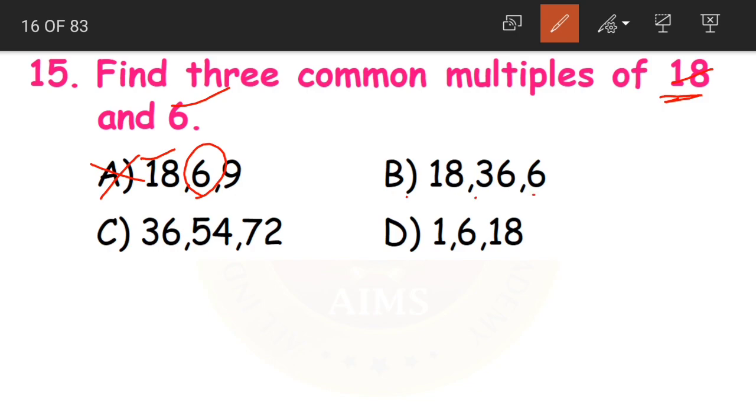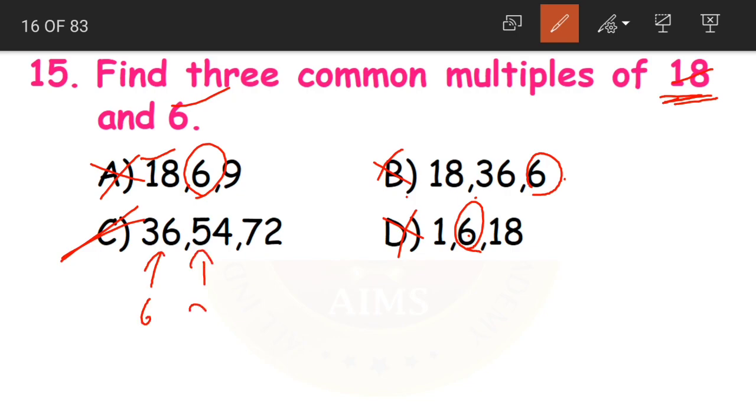Next, coming to B. Again here we are having 6. So even in option D we are having 6. Now 6 is not a multiple of 18. All the multiples of 18 are greater than 18. Yes or no, children? Yes. So B and D are also our wrong options. What is the correct one? Option C is our correct answer.